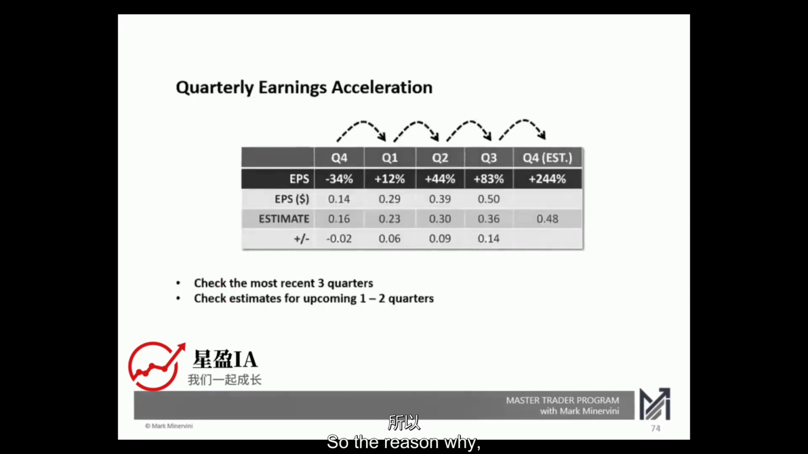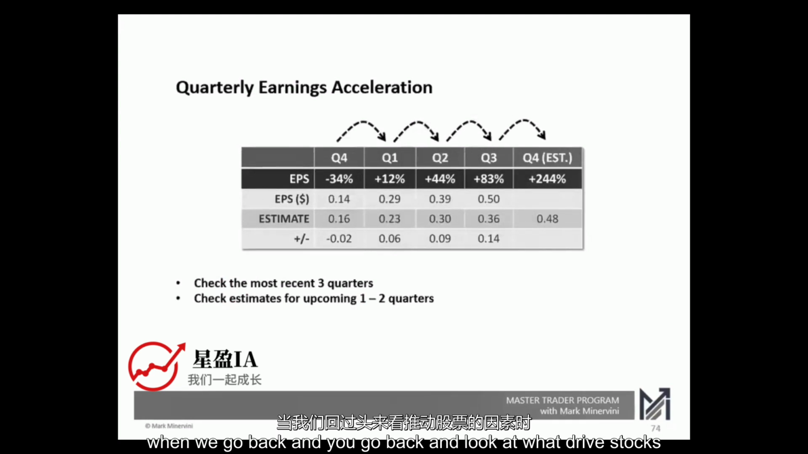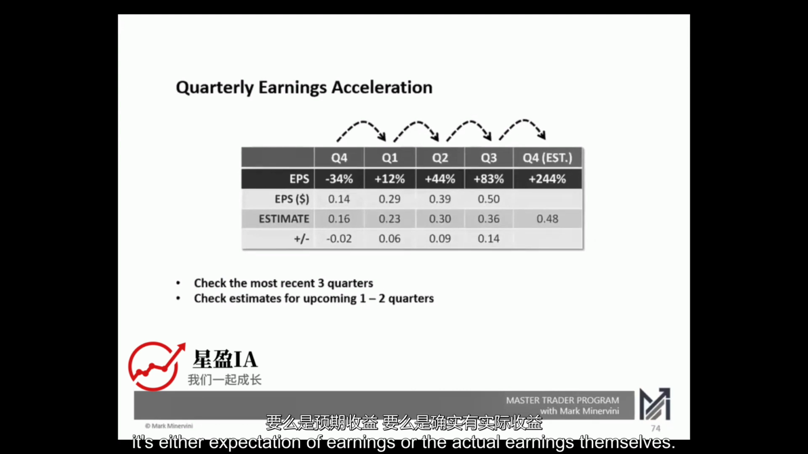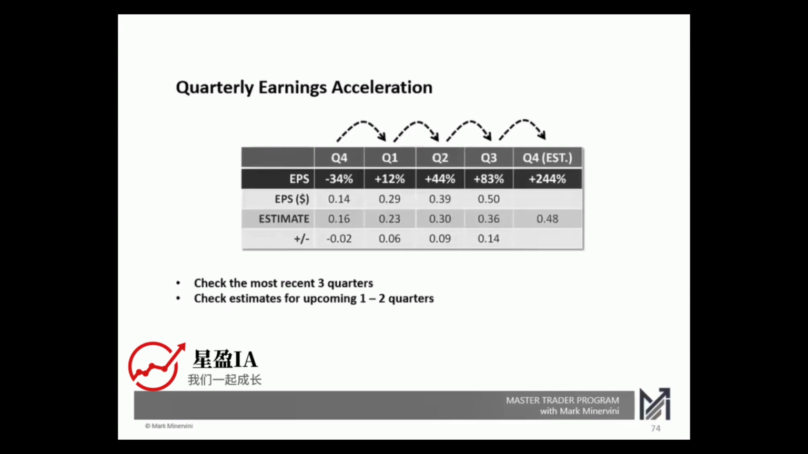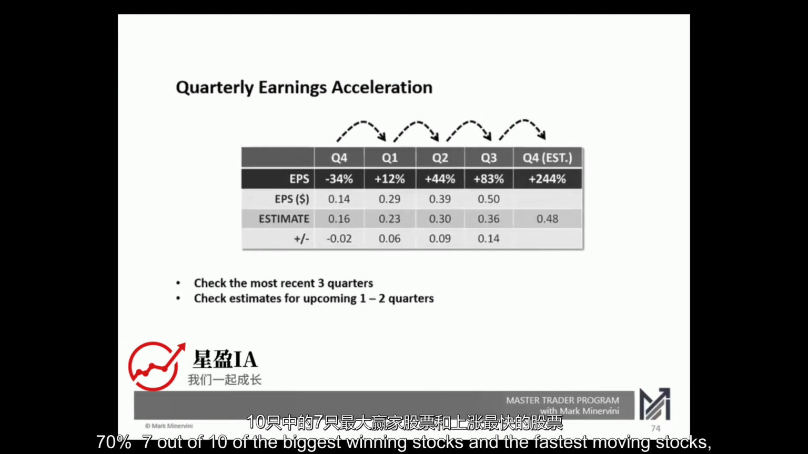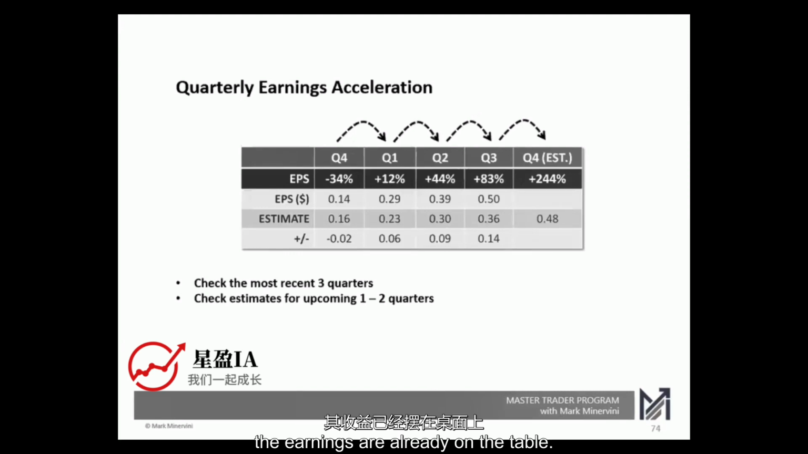Yeah. And so now, the reason why, again, when we go back and look at what drives stocks, it comes down to earnings. It's either expectation of earnings or the actual earnings themselves. But what we found, by studying history, is that 70%, 7 out of 10 of the biggest winning stocks and the fastest moving stocks, the earnings are already on the table. They're already reporting strong earnings. So the majority of the time, you don't have to guess. See, that's the thing. You don't have to guess.